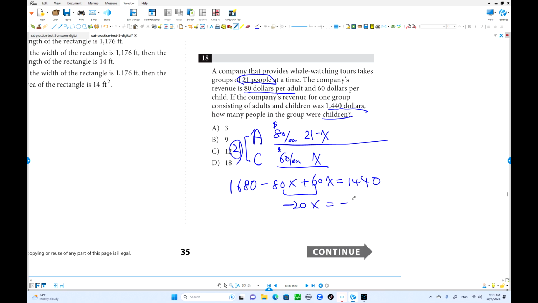Negative 20x equals what? Negative 240, right? This is moved to the right, negative 1680, isn't it? That is negative 240. When you divide by negative 20, x is what? 12, right? That is the number of children. Choice C is the answer, okay?